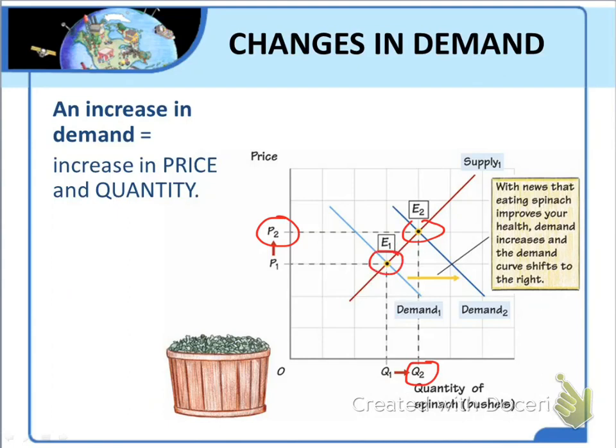This example illustrates an important result. If the market supply remains unchanged, that is, if the supply curve does not shift, anything that causes the demand curve to shift to the right will cause the price and quantity to increase.